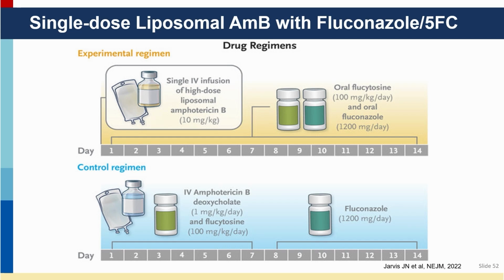And this was a very intriguing study about using a single high dose of liposomal amphotericin, 10 milligrams, so twice as much, and then following it with oral flucytosine plus fluconazole. And actually, the results weren't bad, but the comparison was not liposomal amphotericin. It was amphotericin deoxycholate followed by fluconazole. They did use flucytosine.